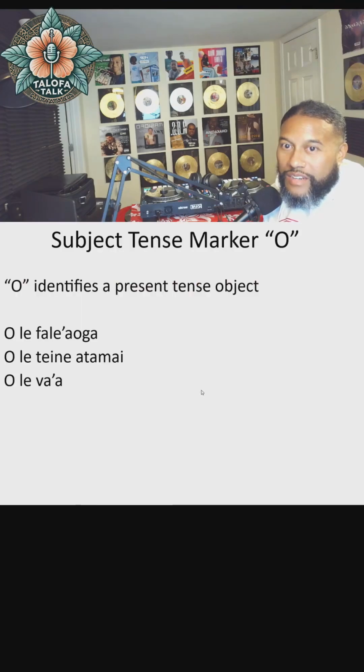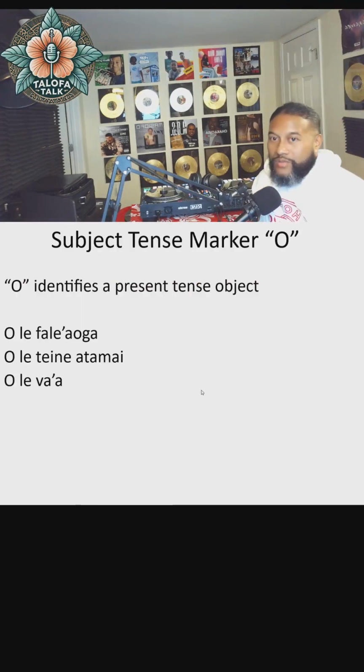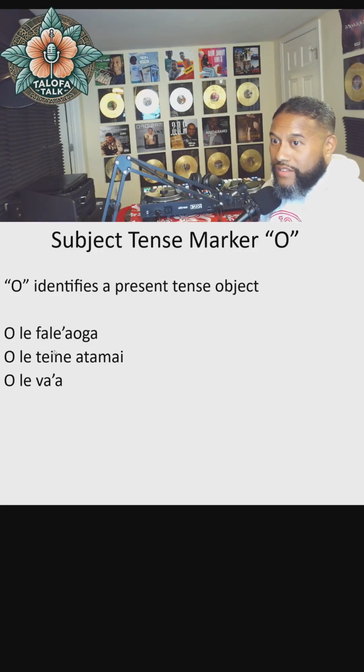So I'm going to move a little faster because we only have 12 minutes left. Now I'm going to tell you a little bit about the tense markers. When we say ole this, ole that, remember we're identifying something, and we're saying presently it is this. So fale aonga, fale aonga.